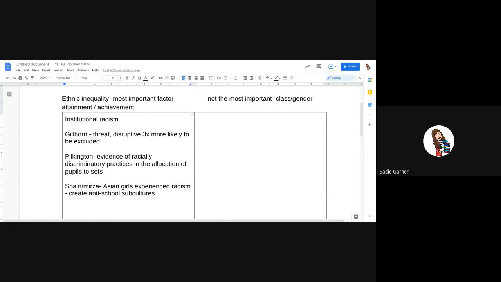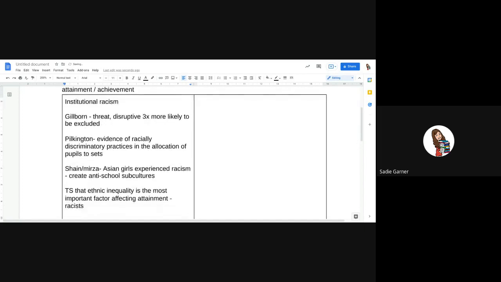So this shows that ethnic inequality is the most important factor affecting attainment. Shows that ethnic inequality is the most important factor affecting attainment. Racist practices limit the grades of learners.